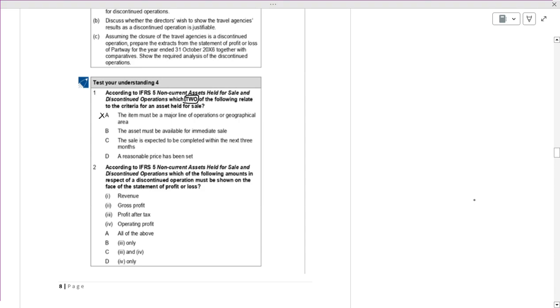The asset must be available for immediate sale. True. Okay, good. The sale is expected to be complete within the next 3 months. False. Next 12 months. See, that is what we are saying, it is not a major, it is a separate. See, this is where I will focus. When the option is wrong, you have to tell what the right option is also. A reasonable price has been set. True. Answer is B and D.